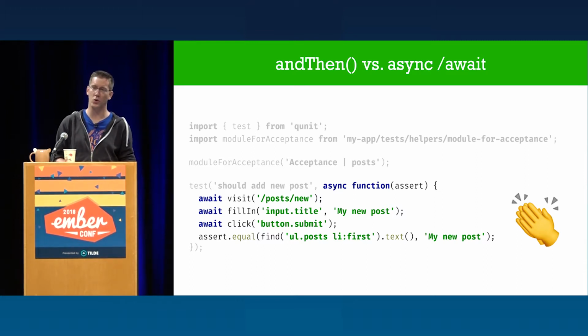So basically, all you have to do, in front of the function, you write the async keyword. And in front of all the asynchronous helpers, you write await to await until that promise has finished. And then the control flow will just continue.